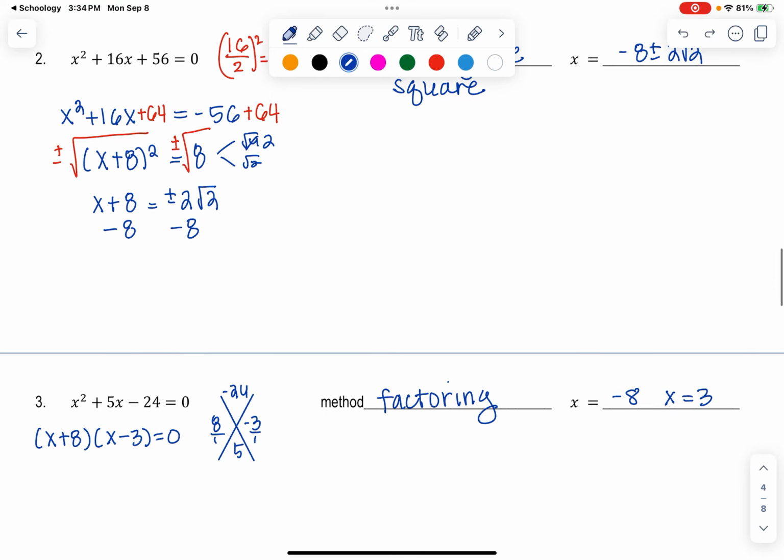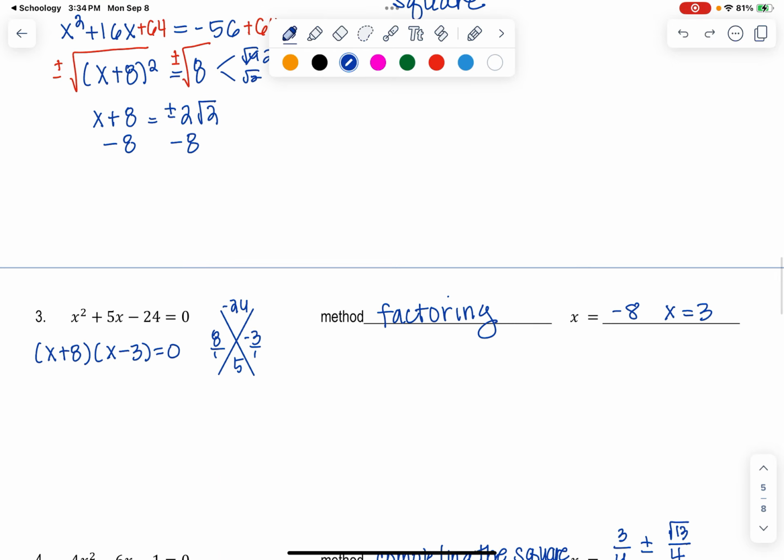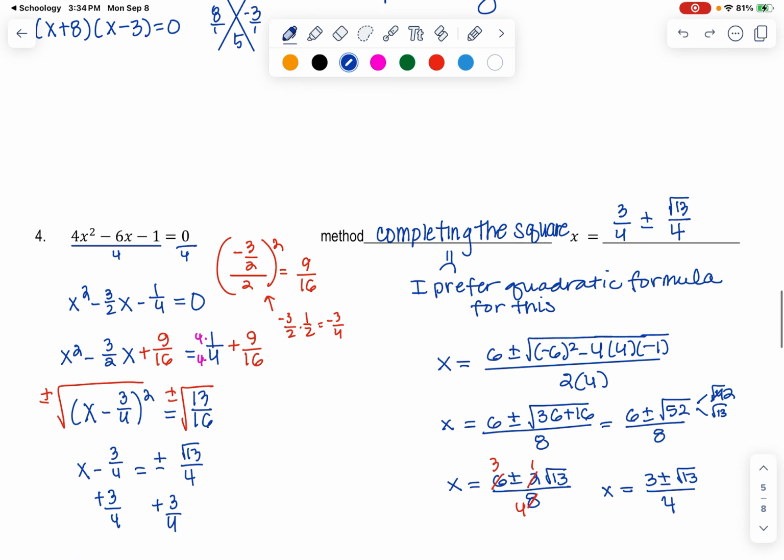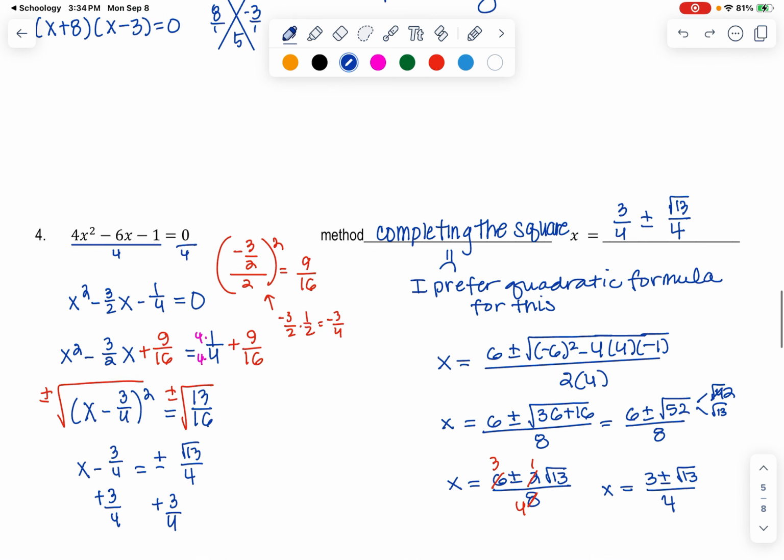All right, the next one, nice easy factoring problem there. You get x equals negative 8 and x equals 3. All right, the next one, I will argue till I'm blue in the face here. I think quadratic formula is way easier than completing the square here. Not only does it have a lead coefficient of 4, but 4 is the only thing that's divisible by 4 there. The negative 6 is not divisible by 4, neither is the negative 1. So it's fraction crazy.